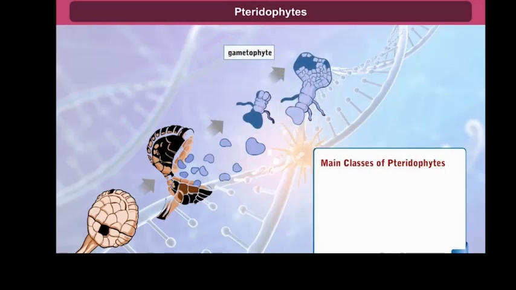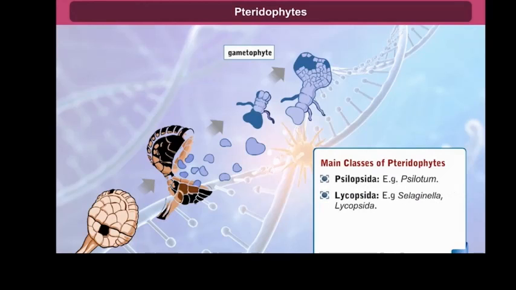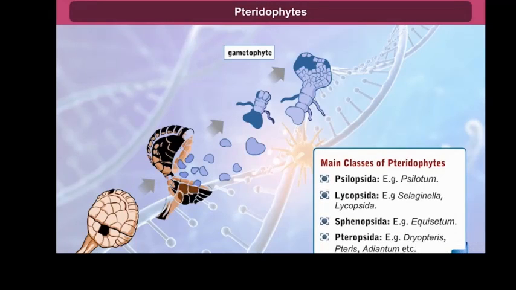Main classes of Pteridophytes. Psilopsida, example, Psilotum. Lycopsida, example, Selaginella. Sphenopsida, example, Equisetum. Pteropsida, example, Dryopteris, Pteris, Adiantum, etc.